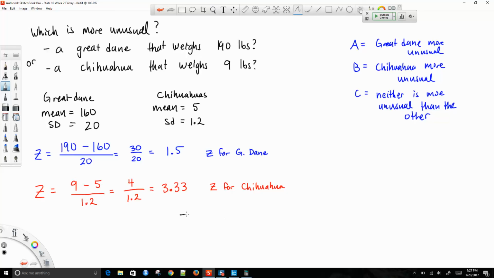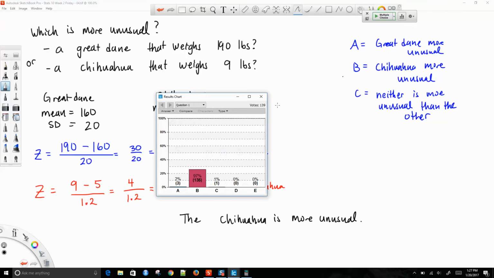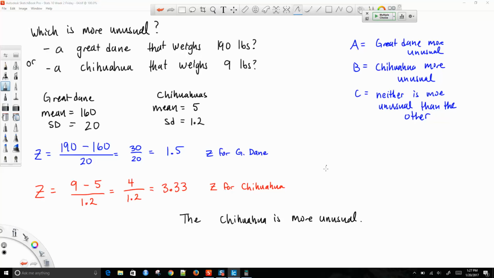Okay, but anyway, so there we have it. The Chihuahua is certainly more unusual. All right, so it looks like most of you guys got that. Okay, so there we have Z-scores. All right, let's keep going.